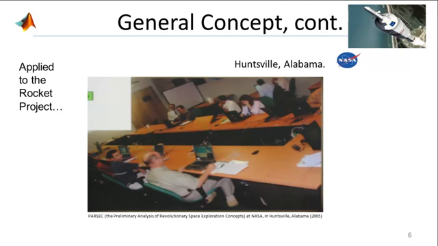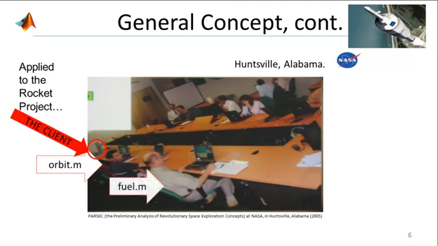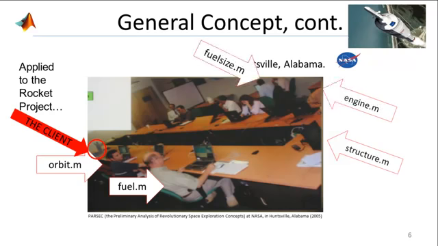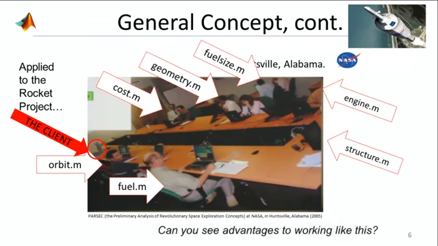Well, think about that in terms of programming. For example, in Huntsville, Alabama, these engineers are working on developing an exploration concept for space, so a rocket. Well, the client is always present somewhere. But as you can see, all these people staring at computers are all working on their own specific code. These are all functions. One function is specific to the orbit, another one to the fuel, and so on. There are many advantages to working like this.